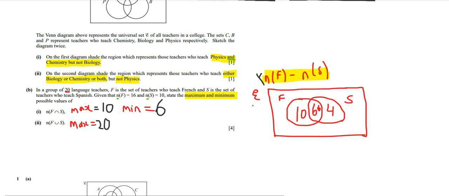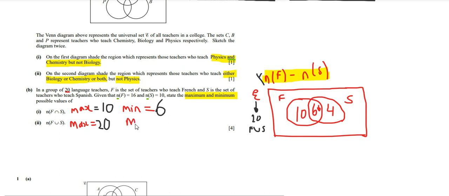or rather, we're saying E, which is all the teachers in the set, is 20. And we're also saying that these 20 language teachers, every single one of them are French and Spanish teachers. So all of them fall under the set of F union S. And if that's the case, well, we can't have any more teachers because we'd only have 20 language teachers, right? So the maximum possible value of F union S, the French and Spanish teachers combined, is 20.